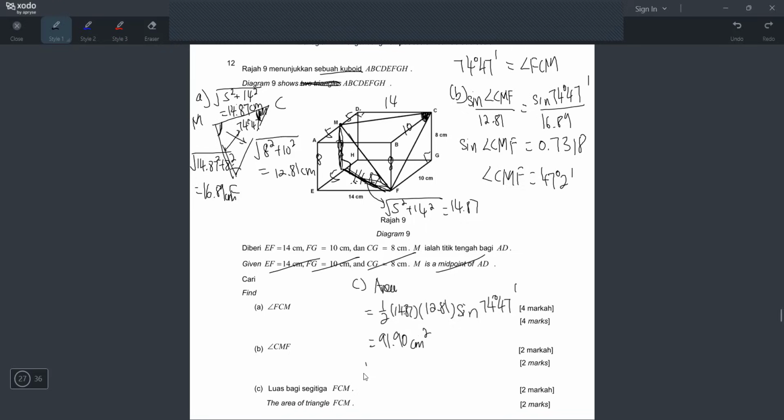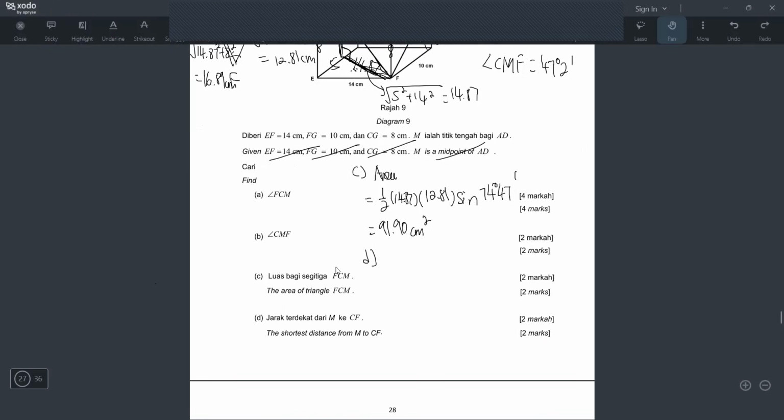And then finally we do part D. So part D says what? Shortest distance from M to CF. Okay, this one you will see a lot in exam. Whenever they ask solution of triangle, they always ask shortest distance a lot. And I want you to know, if you see this word shortest distance, you have to immediately think: shortest distance means perpendicular distance, right?